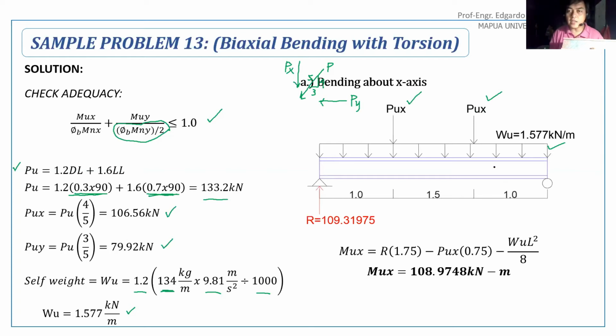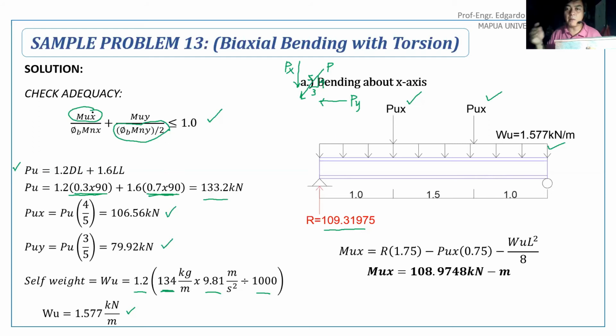So due to those uniform load and concentrated loads, I solved for the reaction of the beam. So I got 109. Then ano yung MUX? Yung MUX is the maximum moment eh. Oh, hindi to katulad nung sa Perlin. Sa Perlin kasi laging WL²/8 kasi uniform load lang ang load nila. Dito, hindi siya parang Perlin kasi meron tayong concentrated load na given sa problem, yung PUX.